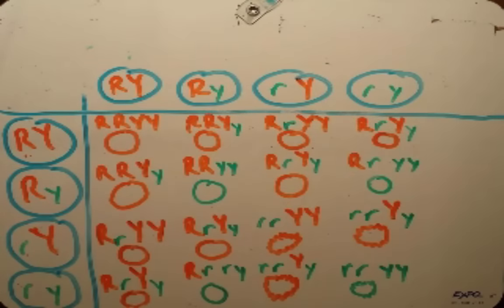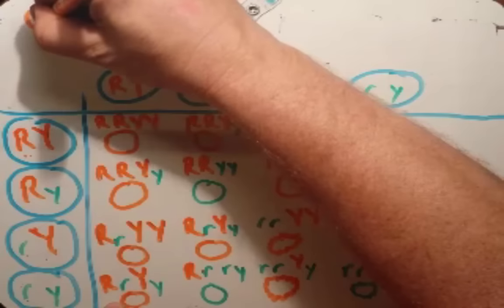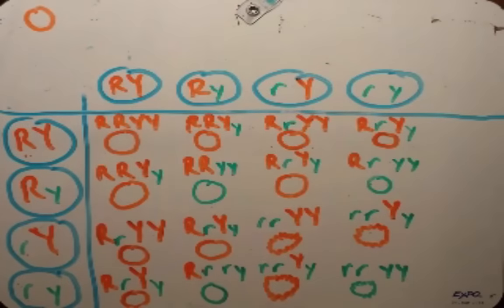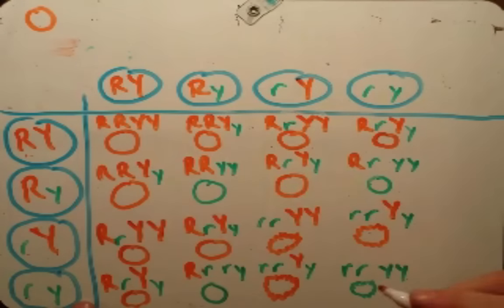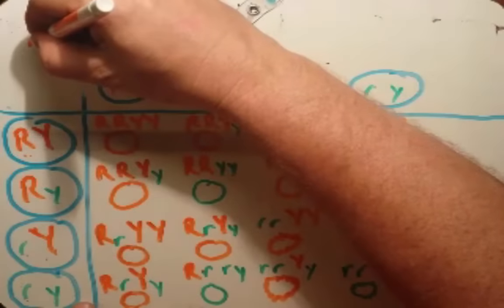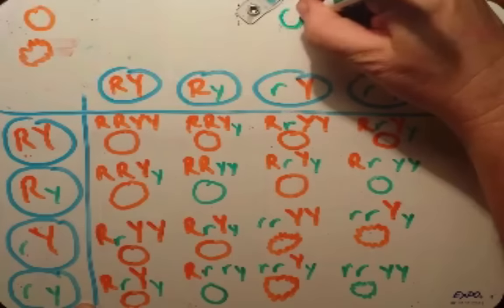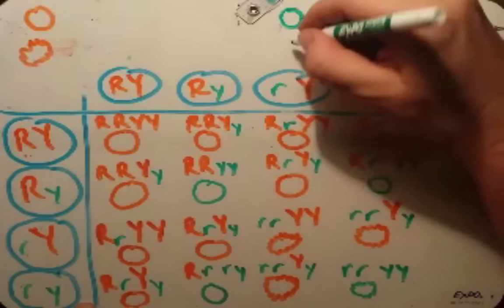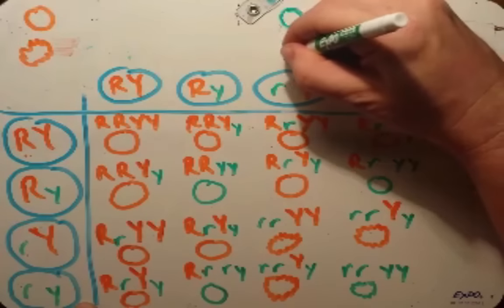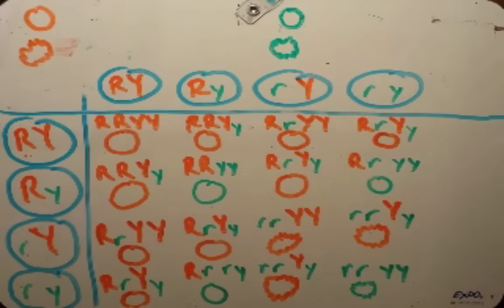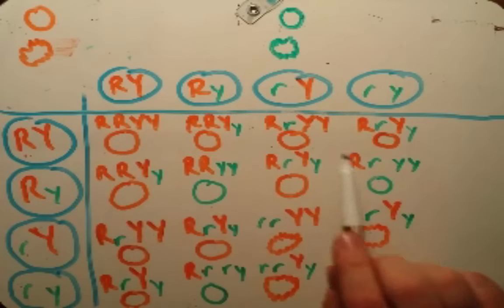So now let's talk about phenotypic frequencies. We have a few different possibilities, so let's write all the different possibilities we have. We have a fully dominant phenotype, which is round and yellow. We also have a wrinkled yellow. We have a round green. And we also have a wrinkled green, like that.